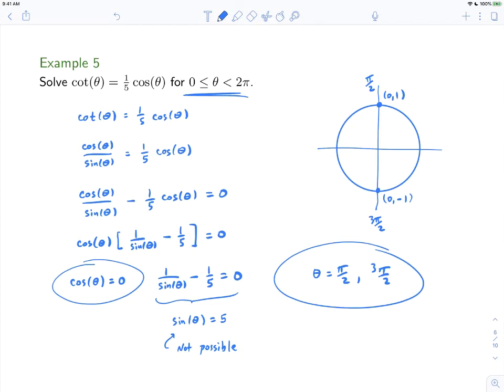If we were asked to find all of the real values of theta for which this equation holds true, then we'd have to do that plus 2k times pi thing, but we don't have to do that here.